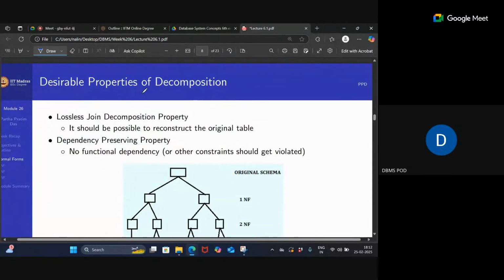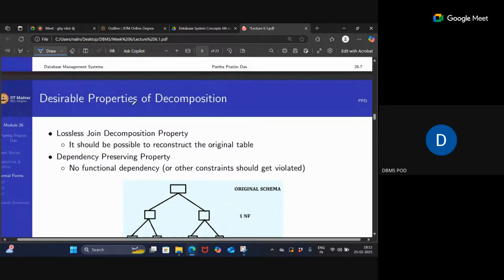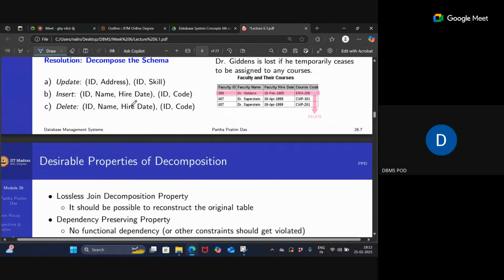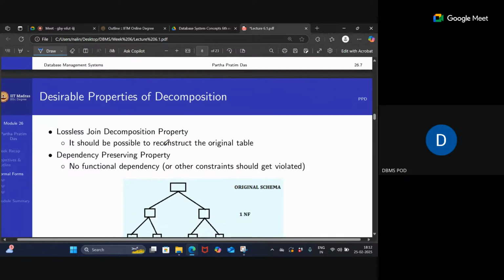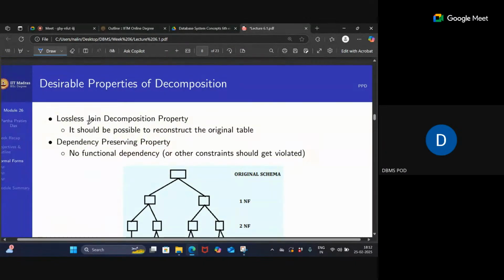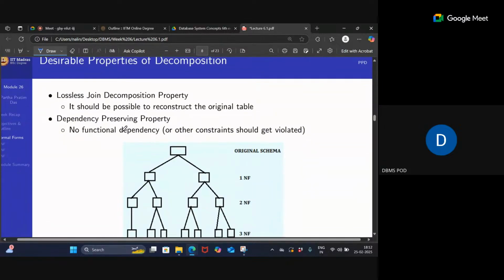What are the desirable properties of decomposition? If we decompose a schema into several tables, then what are the desirable properties of our decomposition? The decomposition must be a lossless join decomposition. That means we should not miss any information. It should be possible to reconstruct the original table. By having the decomposed tables, we must be able to reconstruct our original table. This is one of the desirable properties of decomposition.